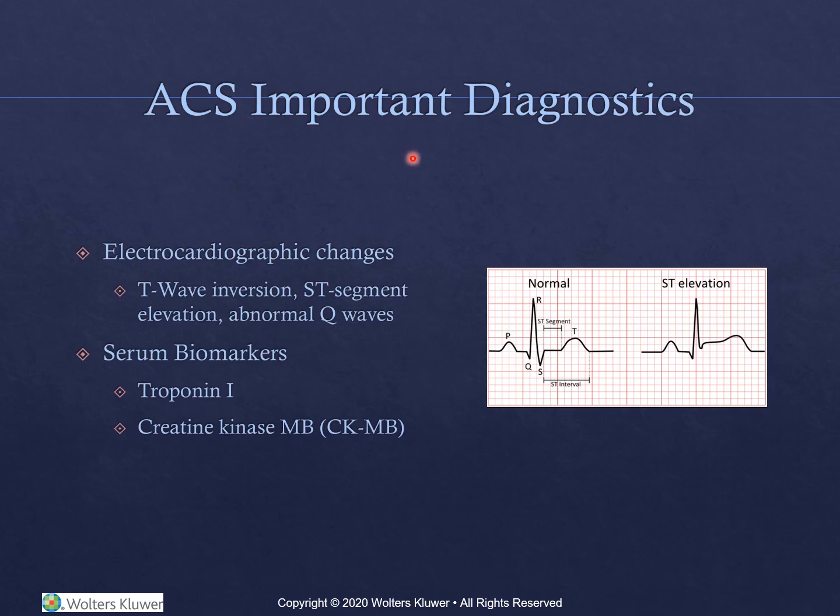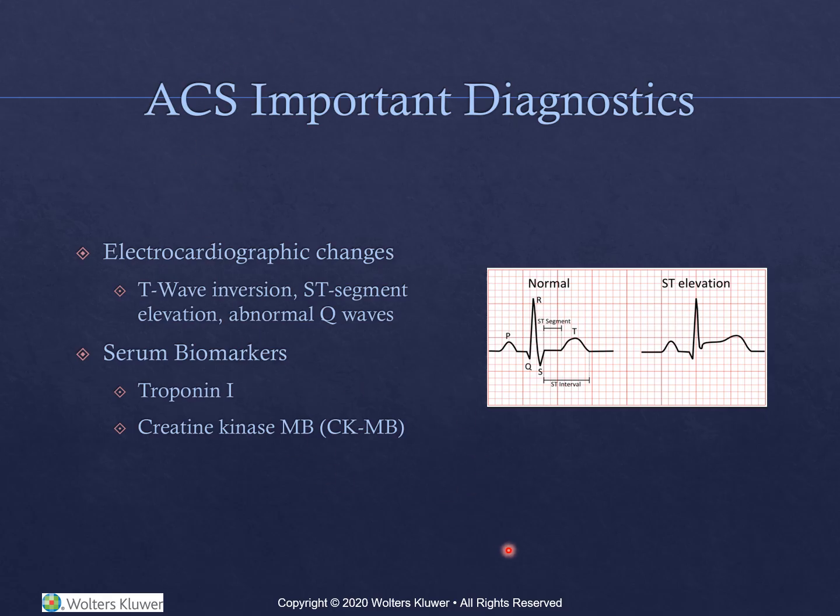The other important diagnostic finding is serum biomarkers, and there are two of important clinical significance: troponin and creatinine kinase MB, or CKMB. These serum biomarkers are formed when intracellular contents of myocardial cells are released when those cells become ischemic. And as they're released, they end up in the bloodstream and then they show up on our testing.